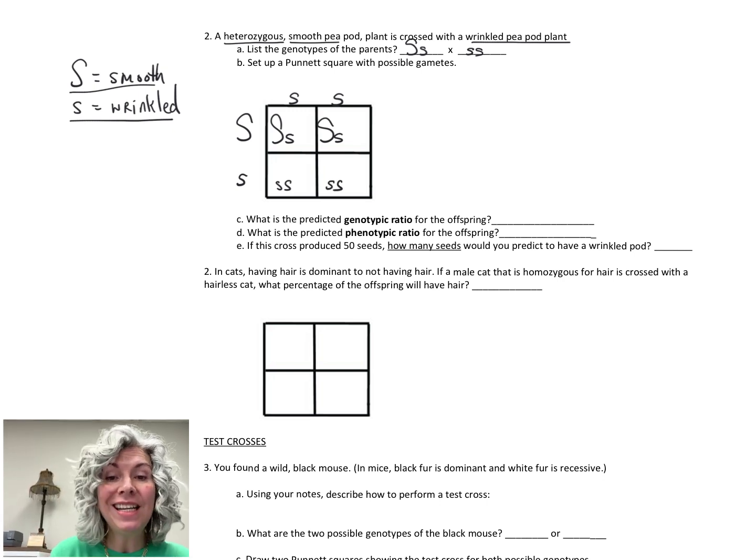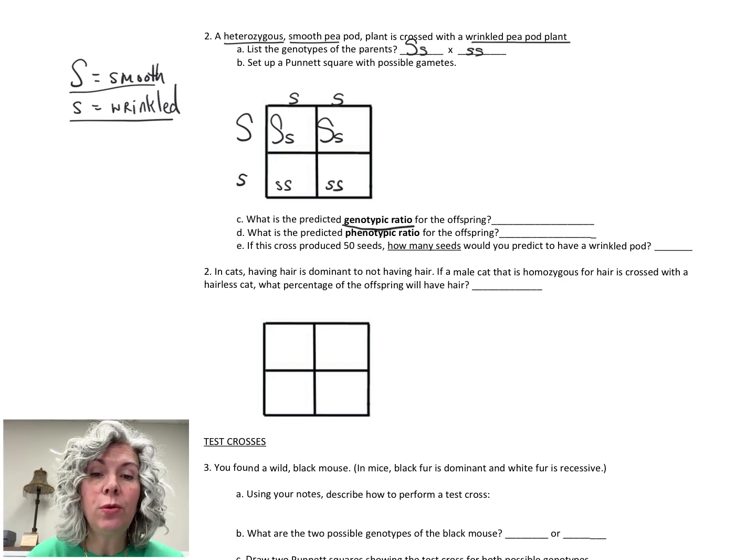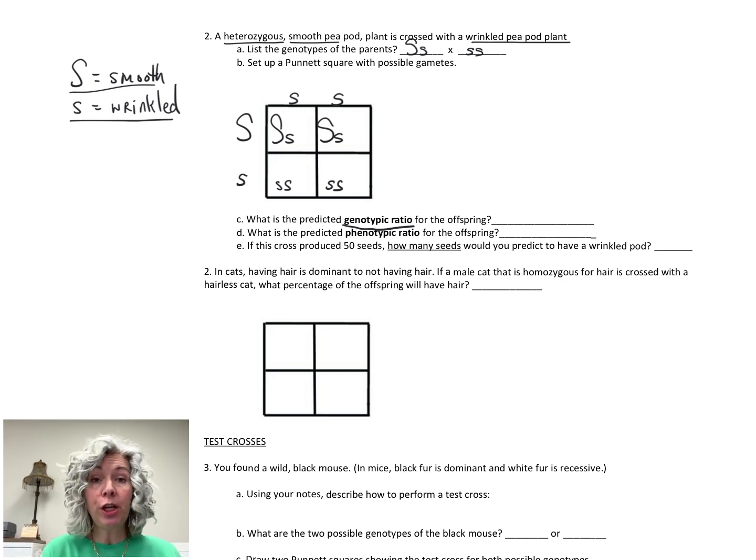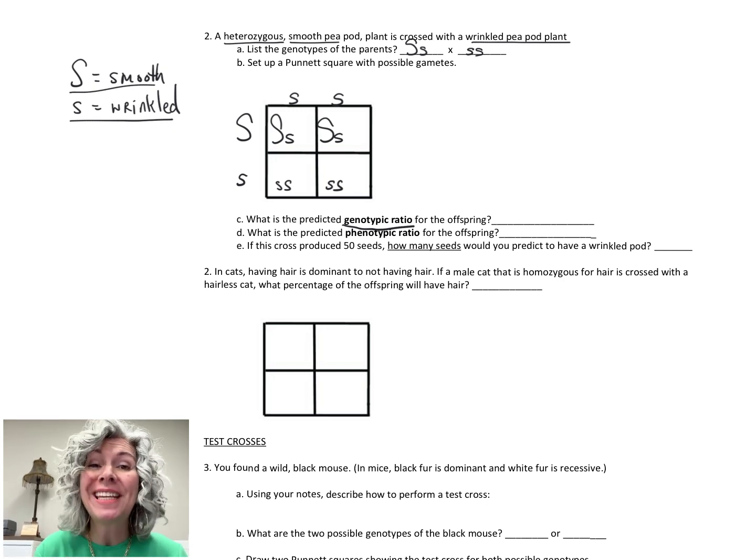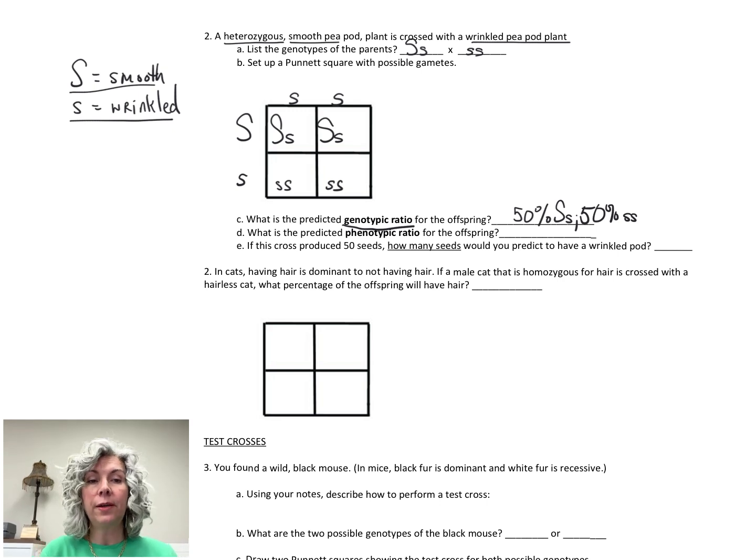What's the predicted genotypic ratio for the offspring? Genotypes are your alleles. It's the genes. So what's the predicted ratio? It's going to be 50-50, right? 50%, you could do 2/4 or 1/2. 50% big S, little s, and 50% little s, little s. Right there. That's our answer, genotypic ratio.